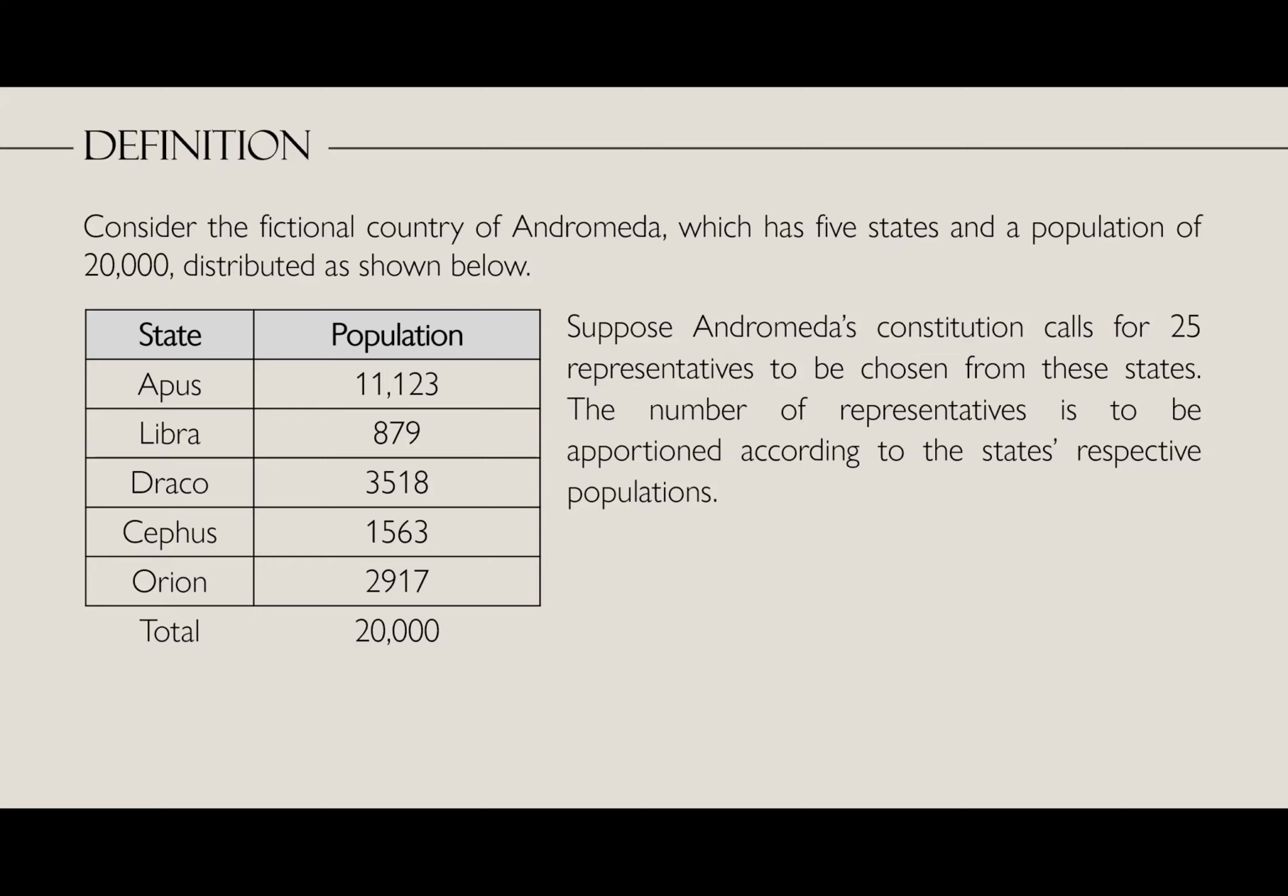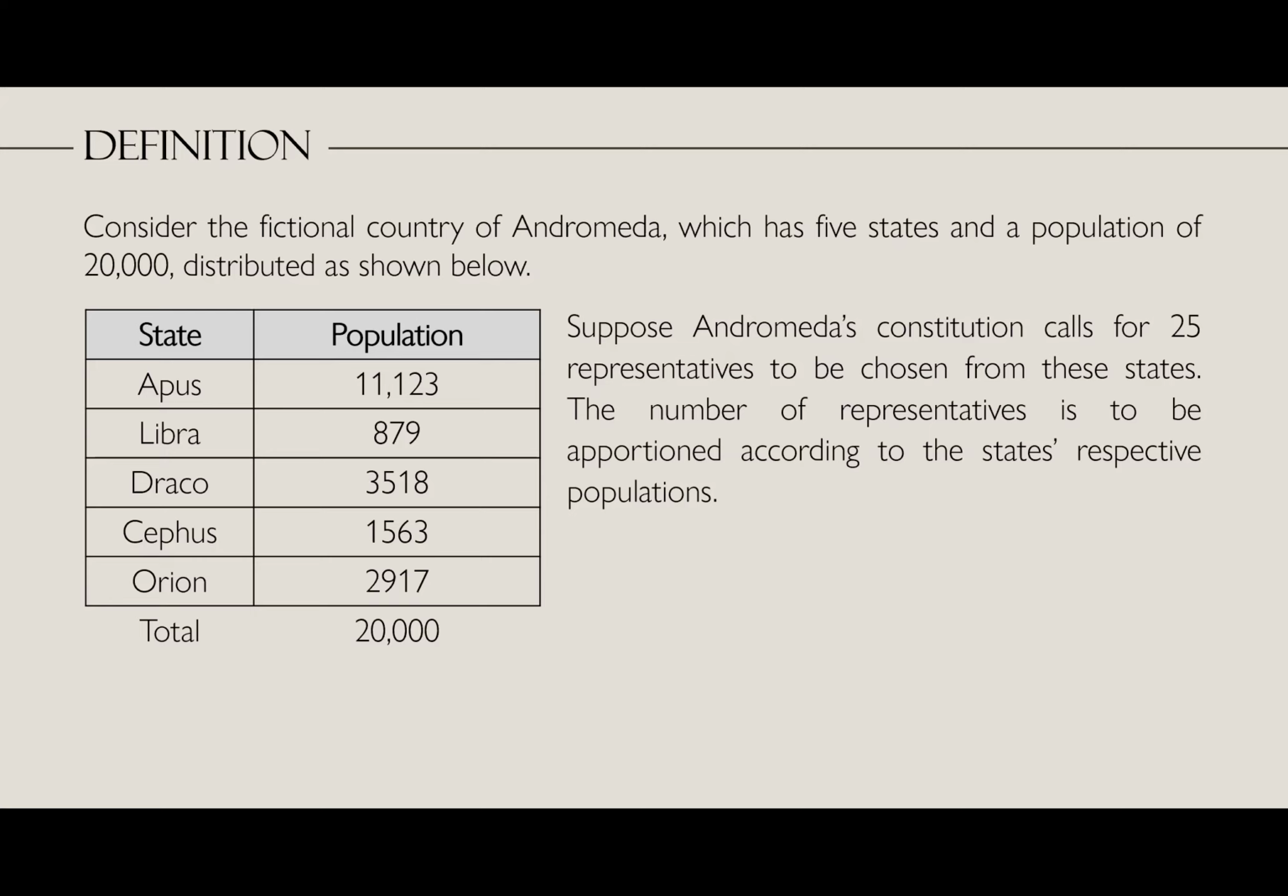And then let's say the constitution of my fictional country of Andromeda says I need 25 representatives for these 5 states. And suppose that I want to apportion them, that is, distribute my representatives according to the states' respective populations. Some preliminary information: if we're going based off population, from these 5 states, Libra is the smallest state, whereas Apis is the largest state. So I'm expecting Libra to have the least amount of representatives, and Apis to have the most. But our question really is, how many exactly should we be giving them?